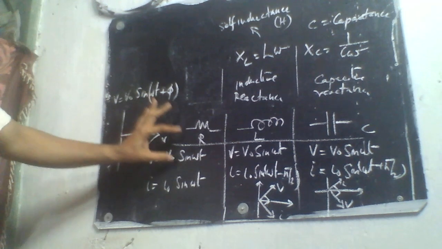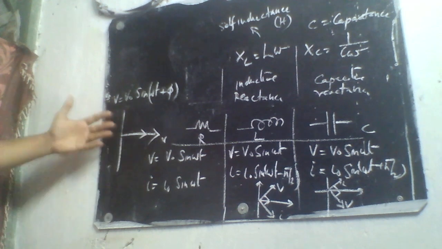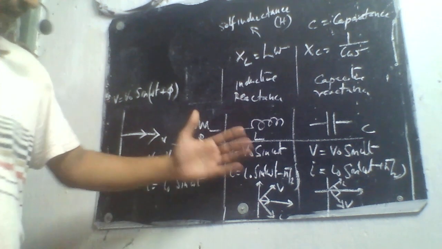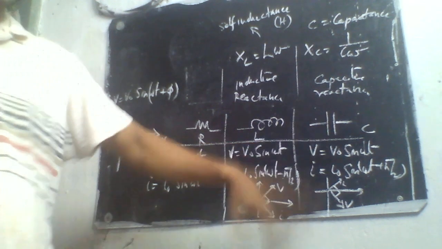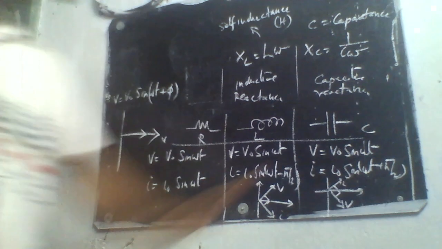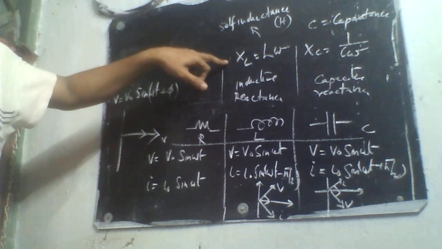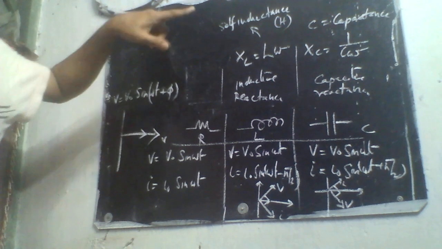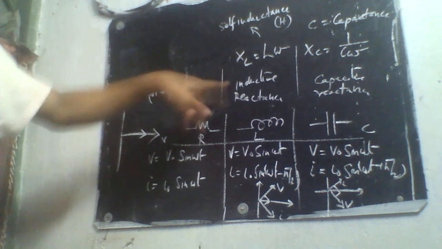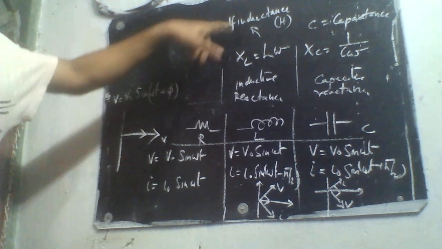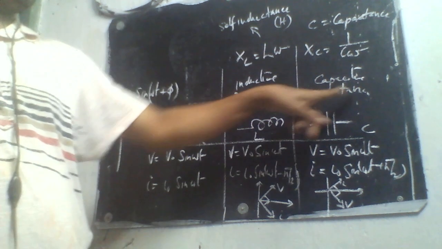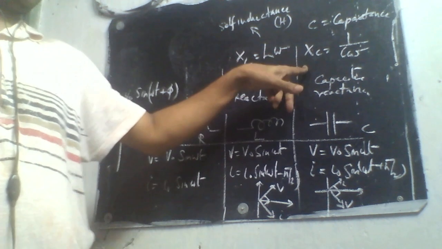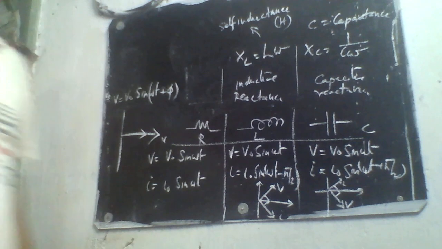So this is about AC through a resistor, AC through an inductor, AC through a capacitor. In a resistor, both are in phase. In an inductor, current lags behind the voltage by an angle pi by 2. In a capacitor, it leads the voltage by an angle pi by 2. The hindrance offered by the inductor is called inductive reactance, shown by the letter XL. It is equal to L times omega. Similarly, the hindrance offered by a capacitor is called capacitive reactance, given by 1 by C omega.